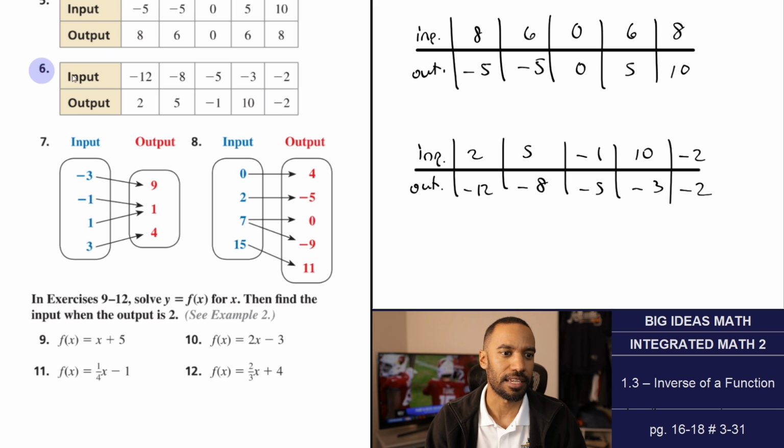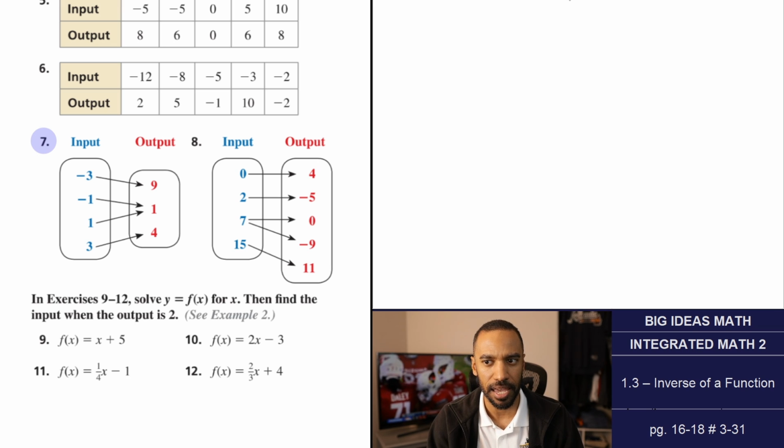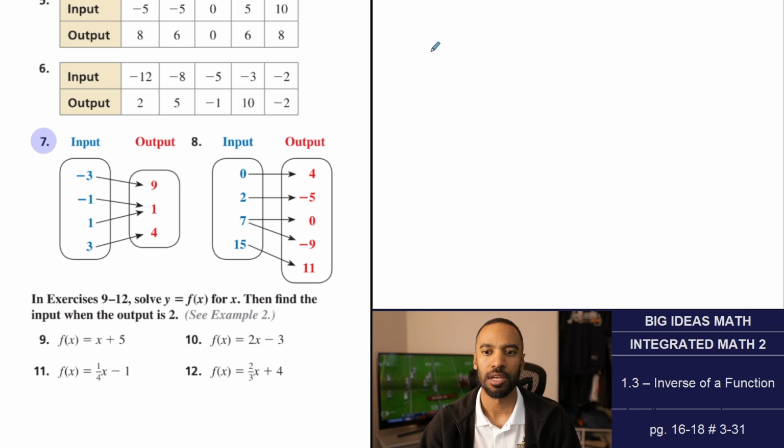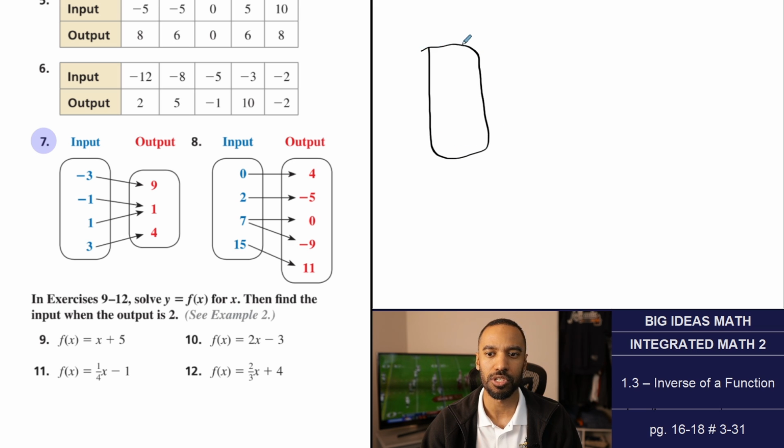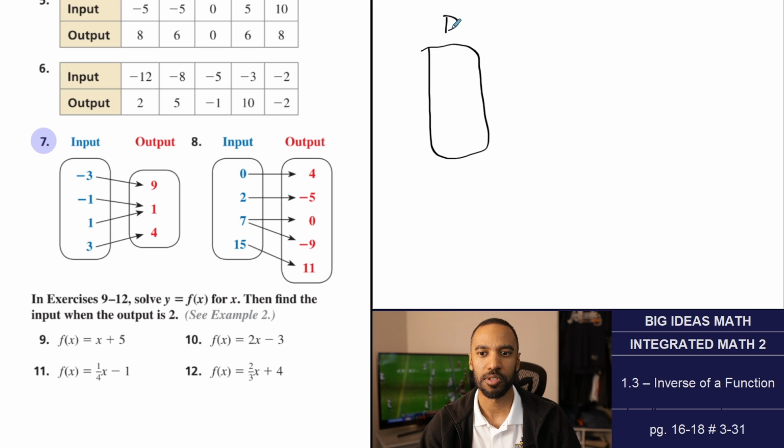Numbers 7 and 8. I'm not going to spend too long on this idea of what these are. Hopefully you've seen them before. These are known as mapping diagrams. A mapping diagram shows your domain values. You see where it says input and output? I want to be even more specific. This represents domain values and range values.